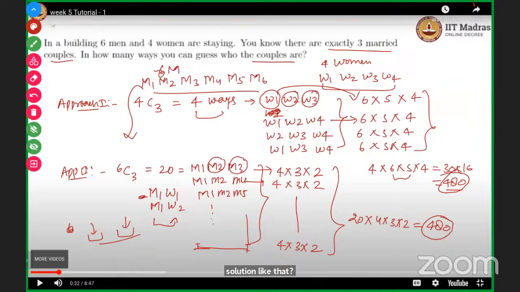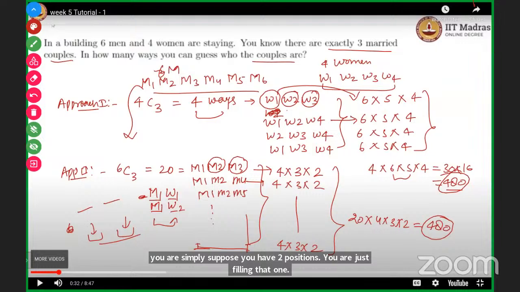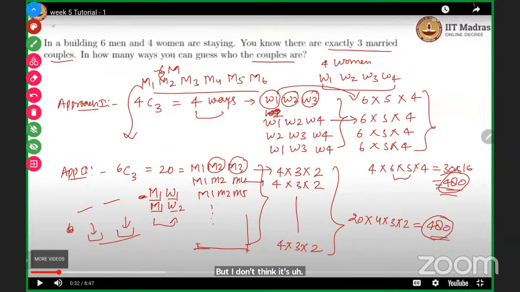But see here, what you are doing basically is just thinking about two things, right? Suppose you have two positions, you are just filling those. But I don't think it's the right way. I realize that only when I know the solution. Okay, all right. Whatever you are saying, we'll think about it and come up with something. We'll see what's wrong in this approach.